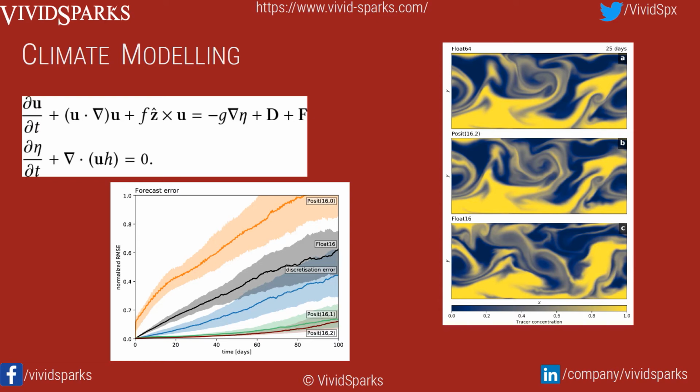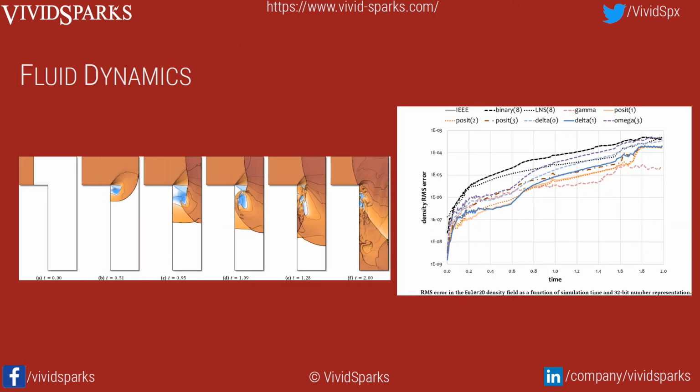Considering this, there is a root mean square plotted graph on the bottom left side. You can see that POSIT 16,2 outperforms float 64. So you could expect POSITs perform much better than floats in climate modeling.